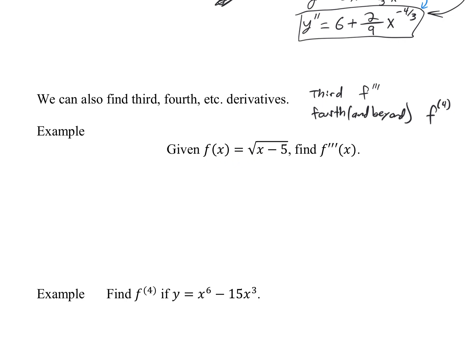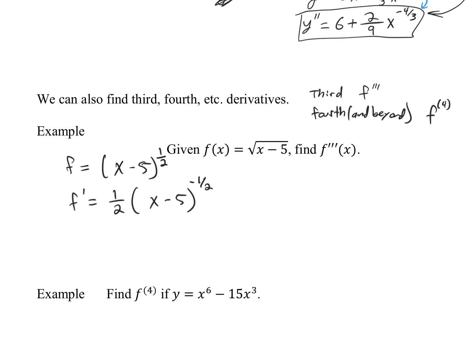Okay, so given this function, let's find the third derivative of f. First of all, I'm going to rewrite f so that I can take the derivative. We know that the square root of an expression is the same thing as that expression raised to the 1/2. This is just a little bit of algebra to rewrite square roots as rational exponents. Next, let's compute the derivative of that. f prime is equal to 1/2. We get to apply the chain rule in this example, so that's x minus 5 raised to the, let's see, the new exponent would be 1 less than the previous one, so that'll be negative 1/2.